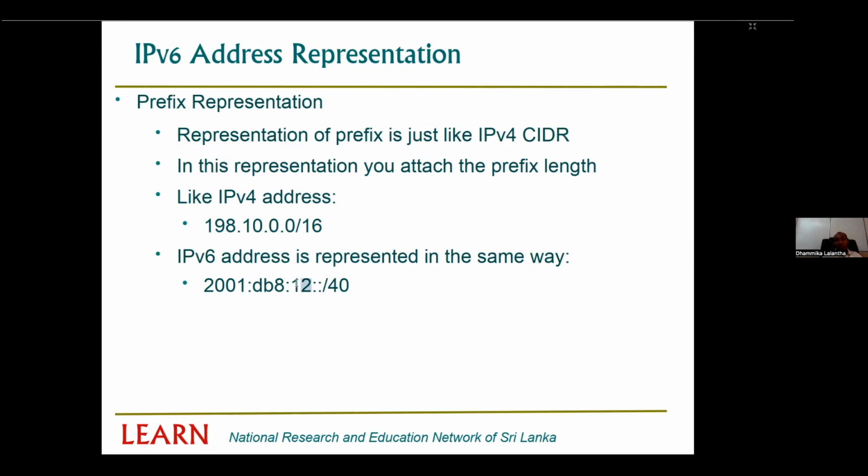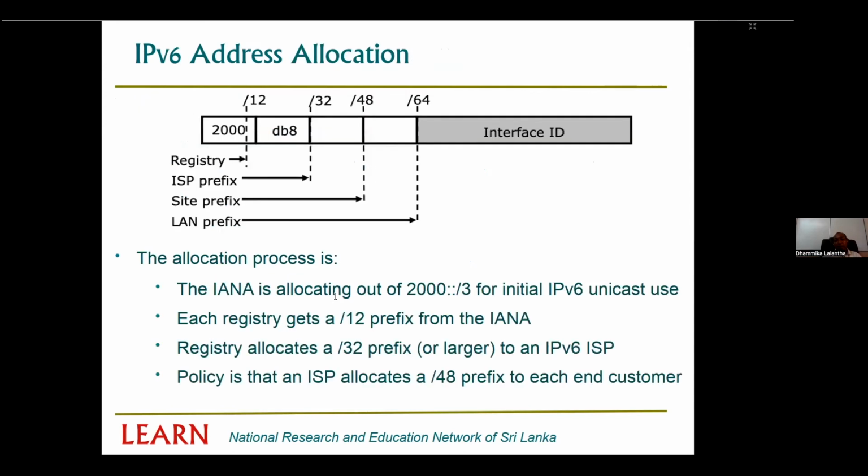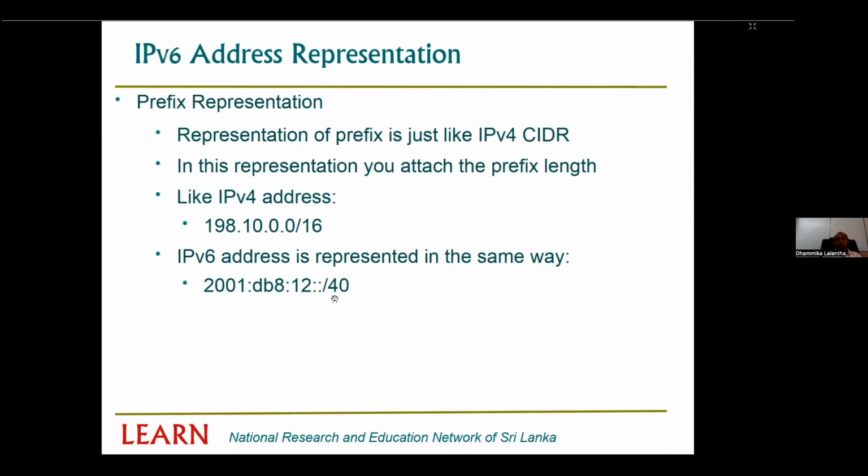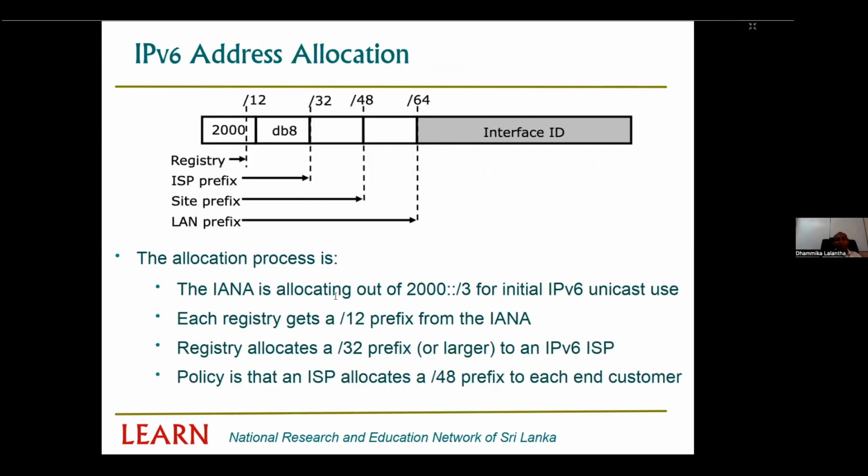So we can have only the network part, followed by a slash and the prefix length. We represent the IPv6 address in CIDR notation. So this is how the standard IPv6 address space is normally allocated.